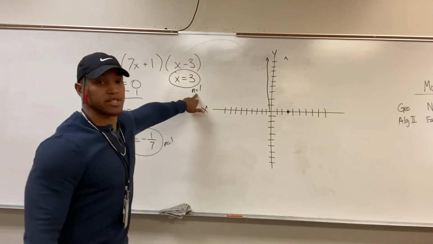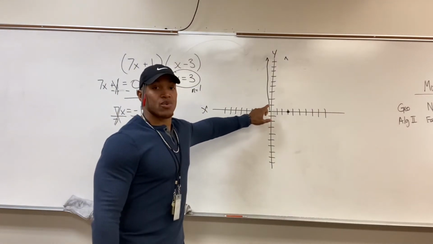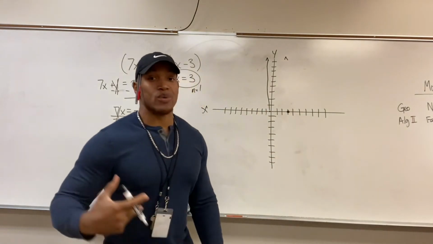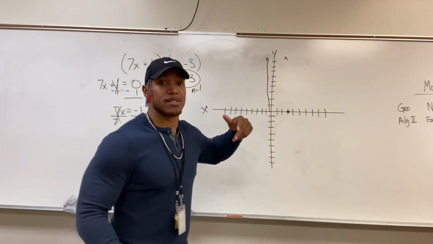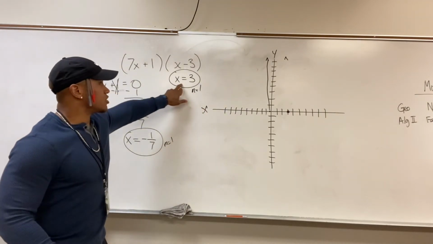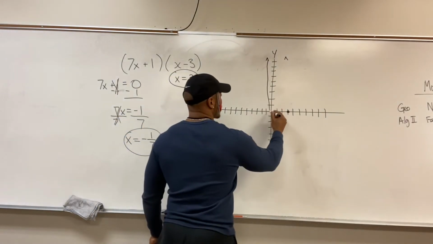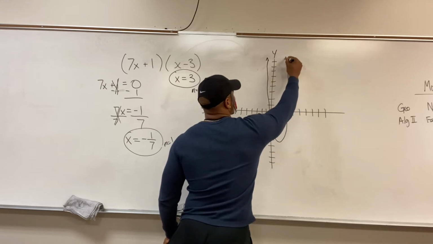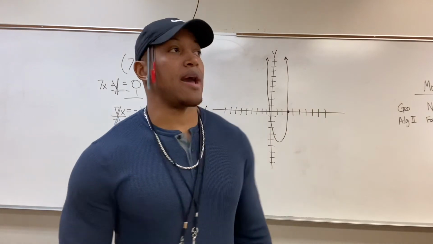Because the multiplicity is 1, or an odd number, when it reaches the x-intercept, it is going to go through the x-axis. Obviously, if it was even, we know it would hit the x-axis and then bounce up. But because it's an odd multiplicity of 1, meaning this x-intercept shows up one time, it is going to go through. Then I'm going to have it go just like that. Okay, that is all you are doing today.